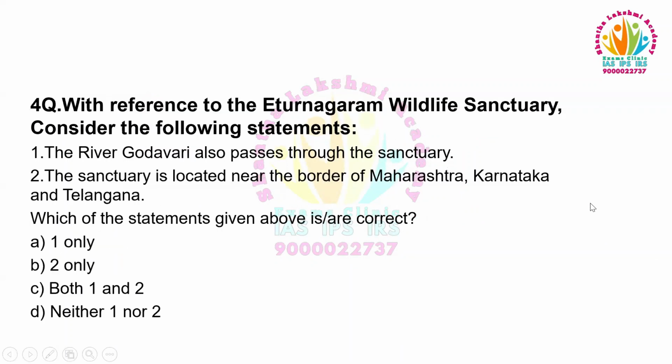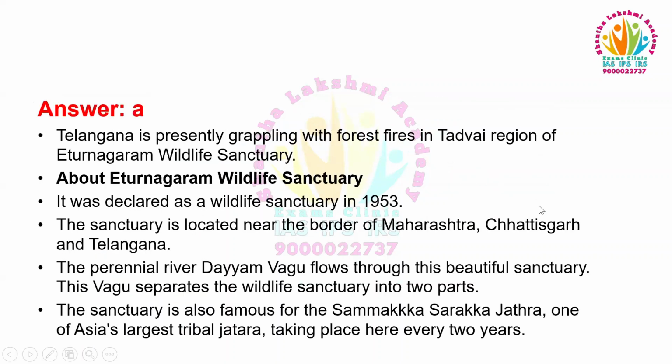With reference to the Eturnagaram Wildlife Sanctuary, consider the following statements. One, the river Godavari also passes through the sanctuary. Two, the sanctuary is located near the border of Maharashtra, Karnataka and Telangana. Which of the statements given above is or are correct? One only, two only, both one and two, neither one nor two. Telangana is presently grappling with the forest fires in the Tadvai region of Eturnagaram Wildlife Sanctuary.